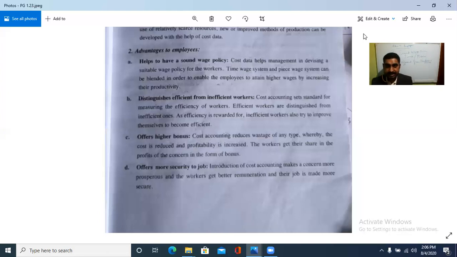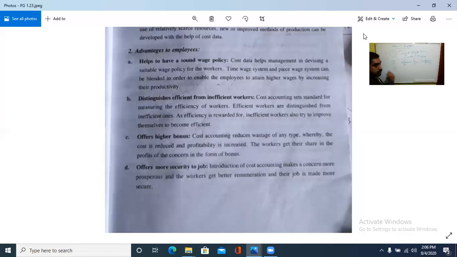So cost accounting sets the standards for measuring the efficiency of the workers. Efficient workers are distinguished from inefficient workers, as they are rewarded. Inefficient workers try to improve themselves to become efficient, because other workers are watching if some workers become efficient, and they get motivated and benefited, in the sense that more money is to be paid to efficient workers based on the work performed. Inefficient workers also watch the efficient workers and try to improve to that extent. So that is distinguishing efficient from inefficient workers. Hope you understand this point.